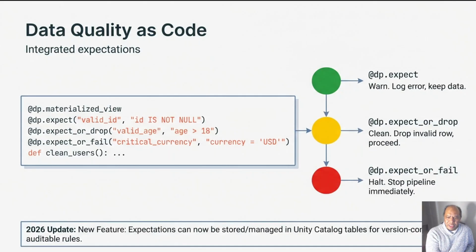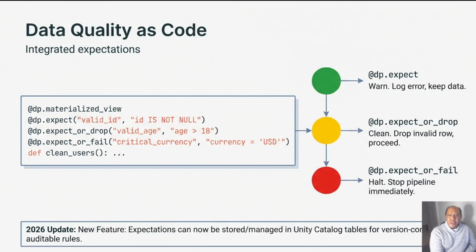The yellow one, on the other hand, is called dp.expect_or_drop. This is the cleanup level. If the condition fails, it drops the invalid rows, but the pipeline proceeds. In our example, we are checking if age is greater than 18. Rows where age is 18 or less will be silently dropped, and the pipeline continues processing the valid rows. This is great for cleaning known data issues without manual intervention.